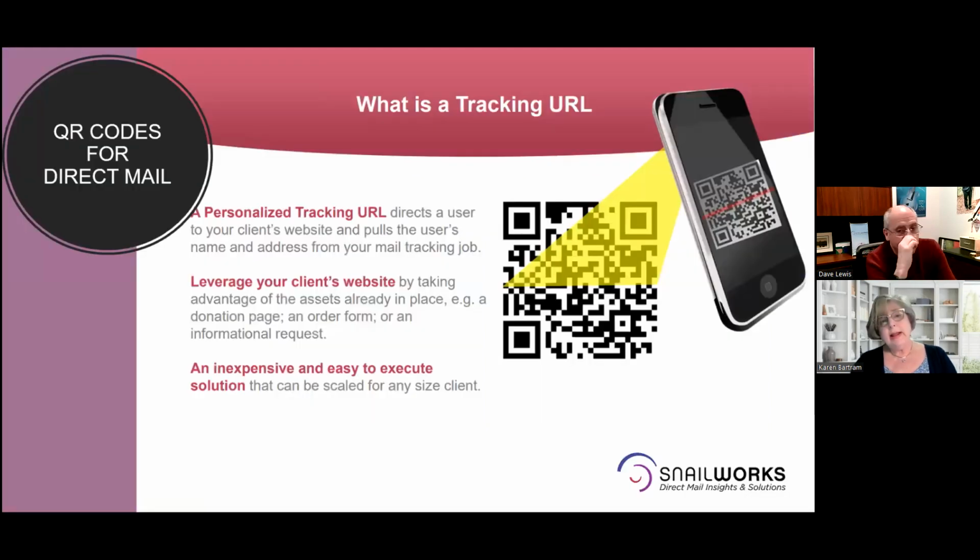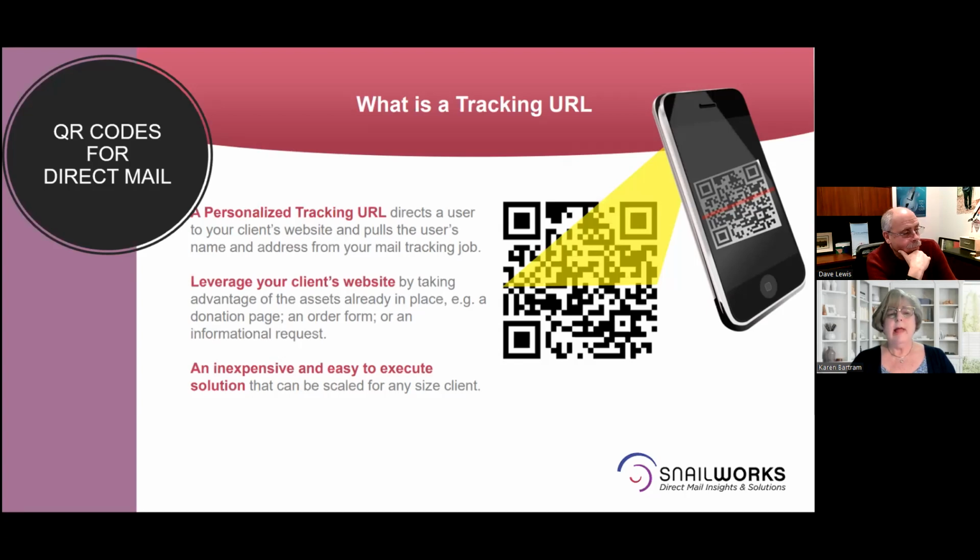And then the last item that we'll be talking about is this exciting new product that we have, QR codes for direct mail, or we call them tracking URLs. It's a simple product. We take your mail tracking file, we add a unique URL to each record on that file and give it to you. You're able to print a QR code that recipients can scan and visit your client's website.